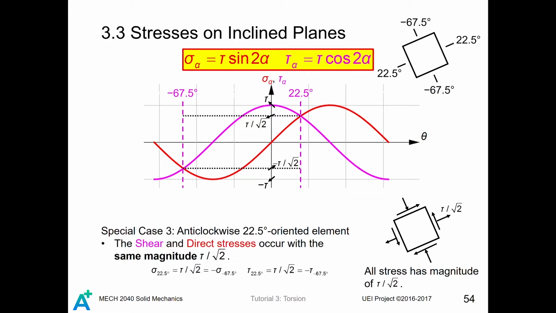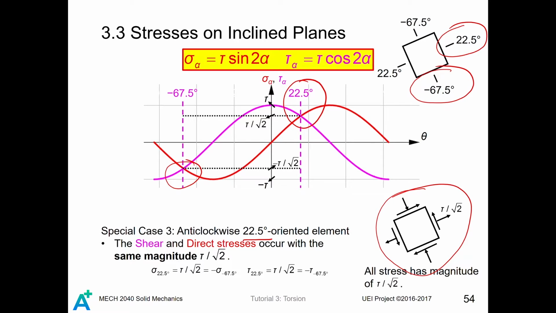The case I am going to describe here is actually not a kind of special case, but personally I think it is more special than the general case, which is the 22.5 degree oriented element. For this element, as you can see, at the 22.5 degree surface, the direct stress and the shear stress curve intersect here. Similarly, for the minus 67.5 degree surface, those two curves intersect here. You can draw the conclusion that the magnitudes of the direct and the shear stress shown here are all the same. This is why I say it is relatively more special than other general cases. The magnitude is actually tau divided by square root 2.